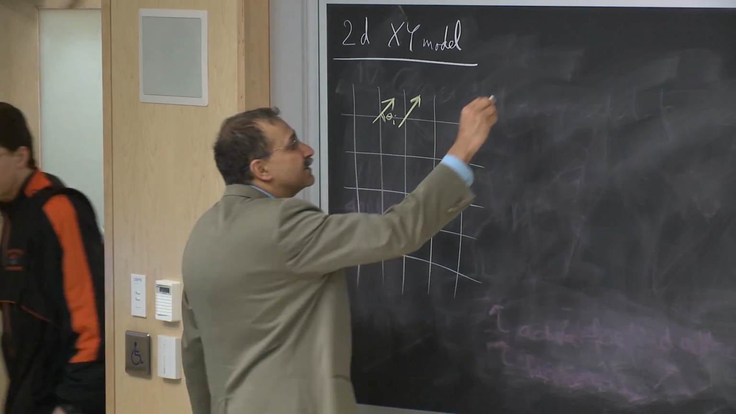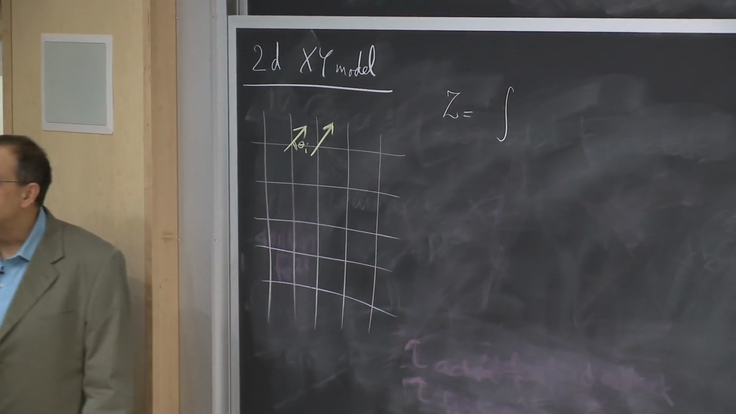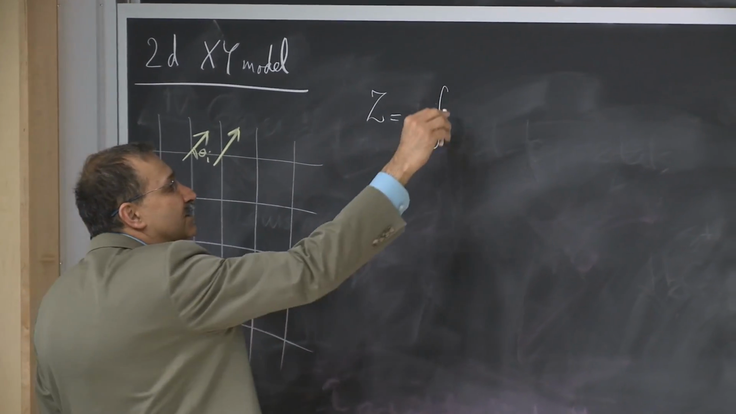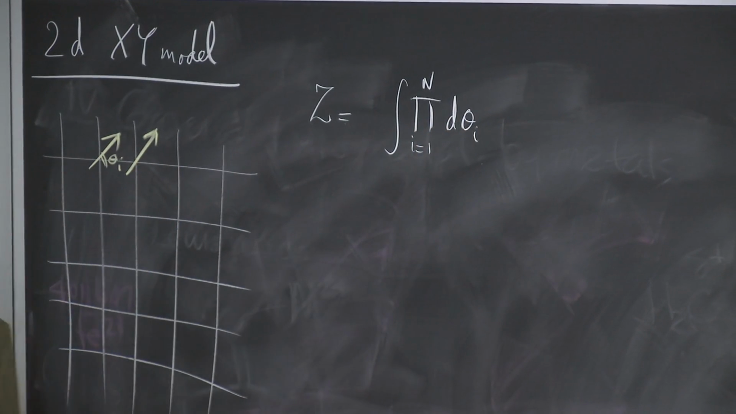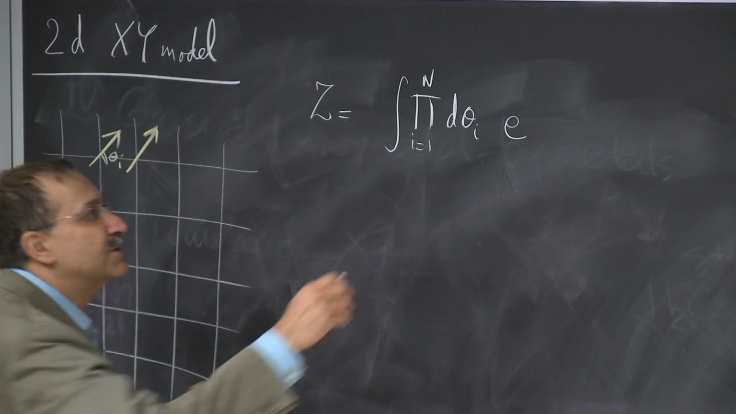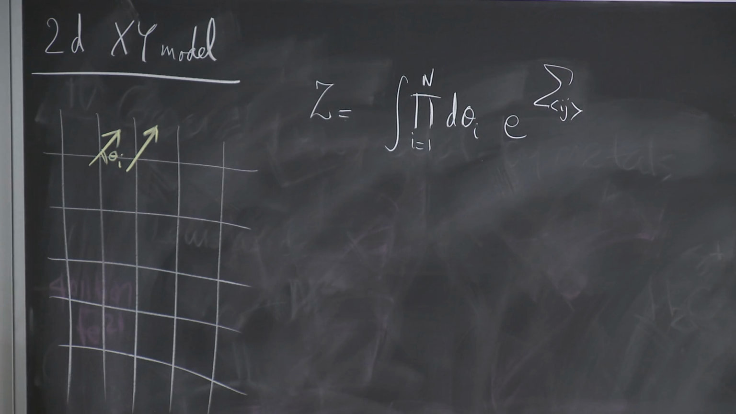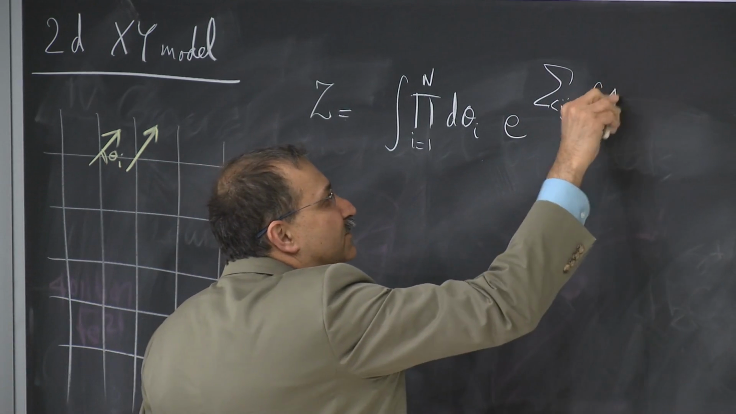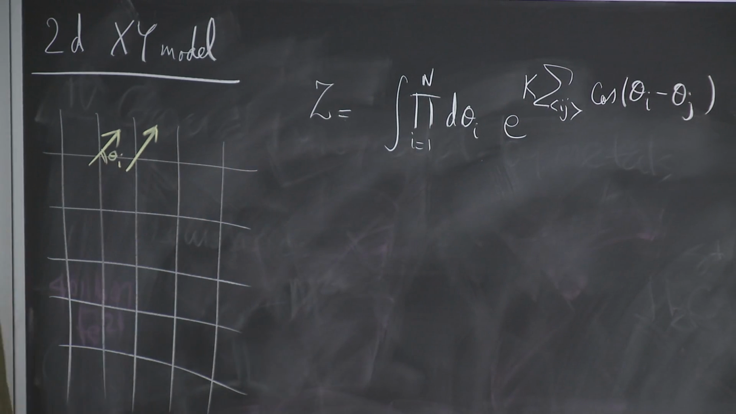And the partition function can be written as a sum over all configurations, which is equivalent to integrating over all of these angles. And the weight that wants to make the two neighboring spins parallel to each other, so we have a sum over nearest neighbors. And the dot product of the two spins amounts to looking at the cosine of theta i minus theta j. And so we have this factor over here.